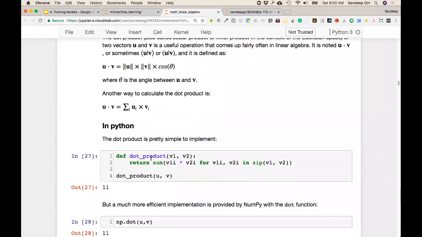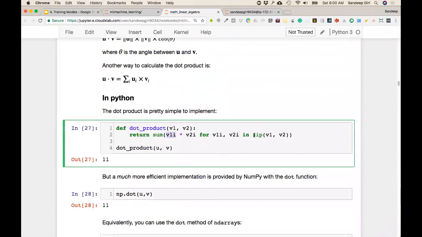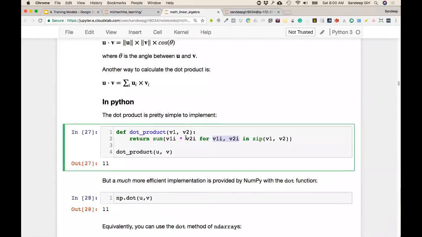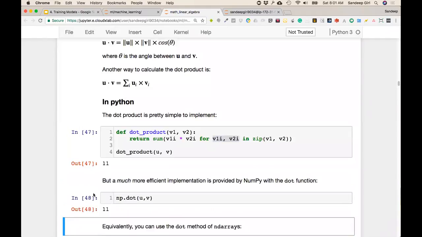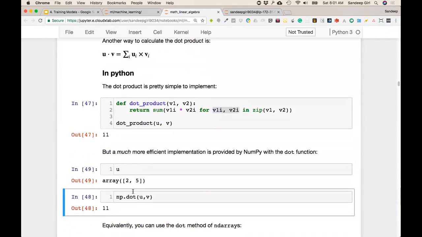So let's just walk through this function. We are defining our own function called dot product of v1 and v2. We are first of all zipping v1 and v2 so that the values at the same index come together. Then we are iterating over those pairs of values and multiplying. All right, this is how it looks. I'll just show you manually what dot product means. So let's say we have u and we have v.